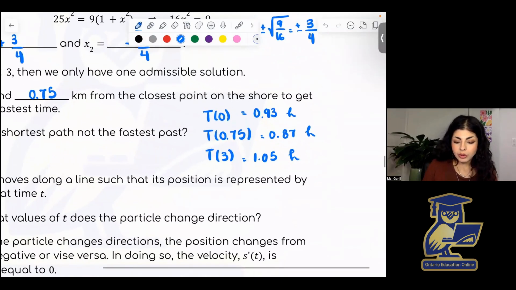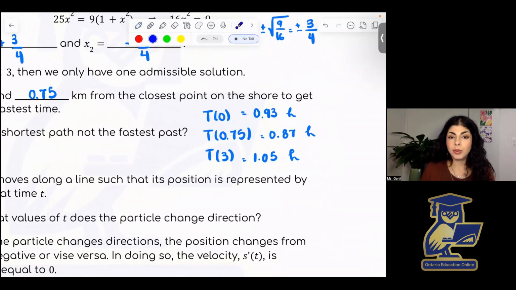So I also added t of 0.75 because, again, we do want to be considering those endpoints as well as our critical point here and finding those outputs to really finalize our answer. If you do that, you get 0.93 for t of 0. And then for our critical point, we have 0.87 hours. And then for t of 3, we actually have the slowest time, which is 1.05 hours.